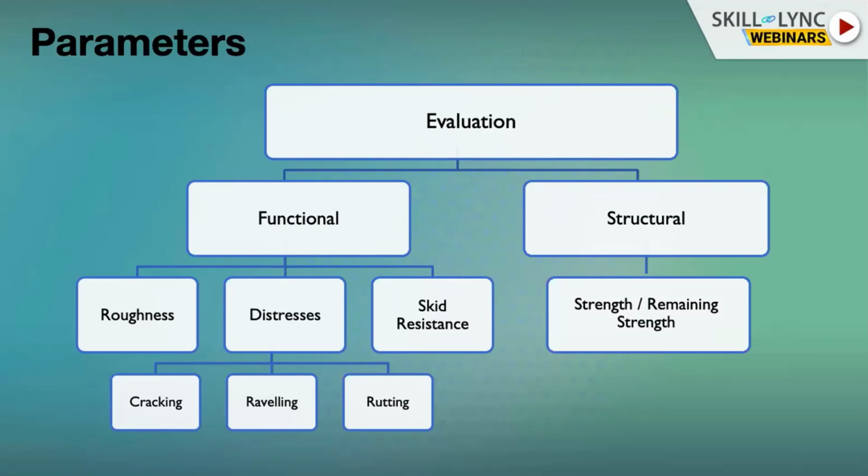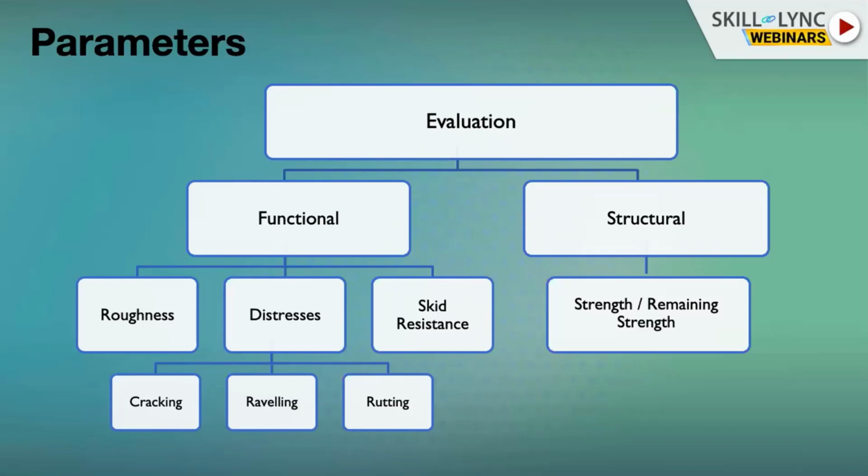And the third parameter is distresses. Distresses is not a small term. Just to fit in here, I've shown you three types of distresses, but mind you, there are 17 distresses for flexible pavement and 16 distresses for rigid pavement.